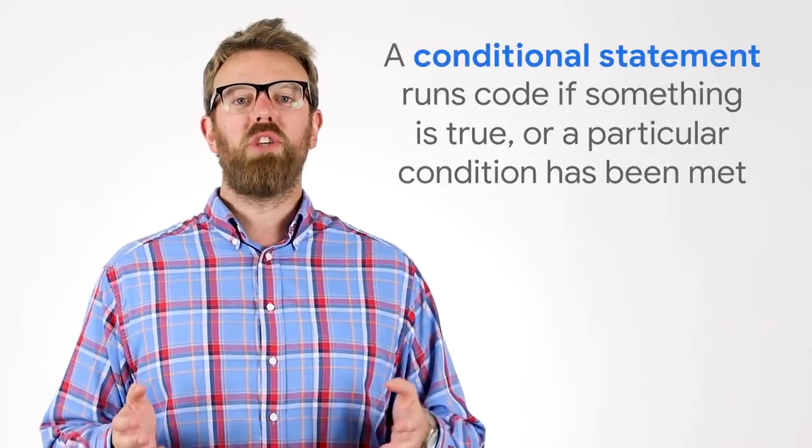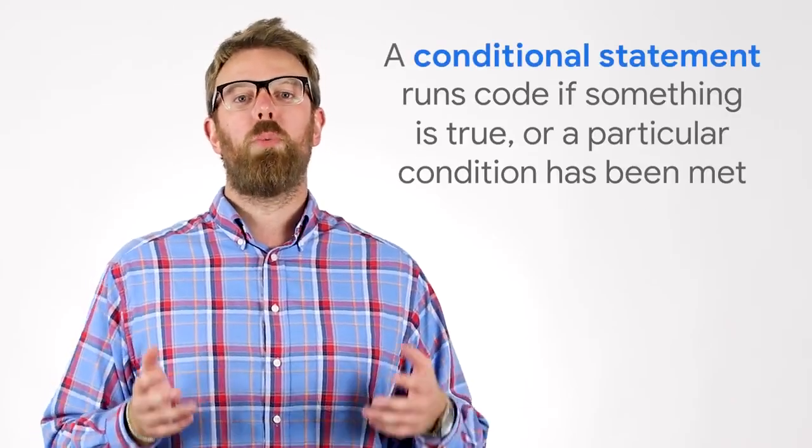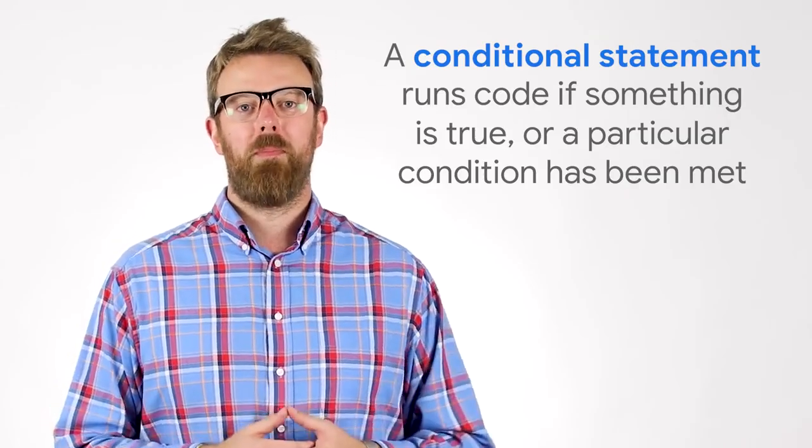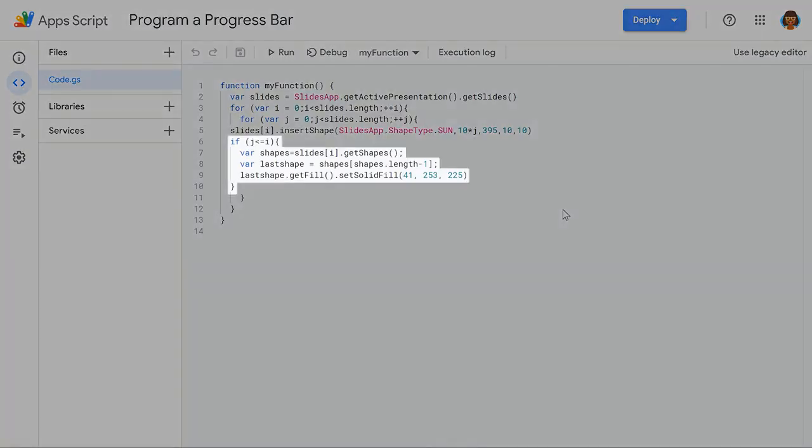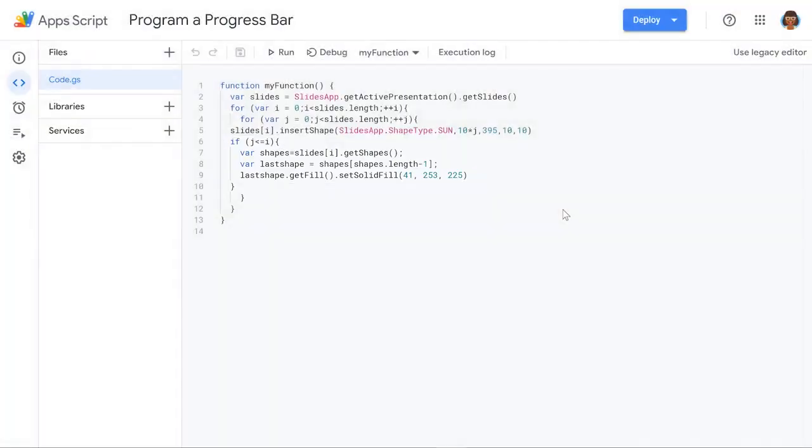To create this process, you'll use a conditional statement. A conditional statement runs code if something is true or a particular condition has been met. In this case, the color of the shape will change if J, which keeps count of the shapes, is less than or equal to I, which keeps count of the slides.